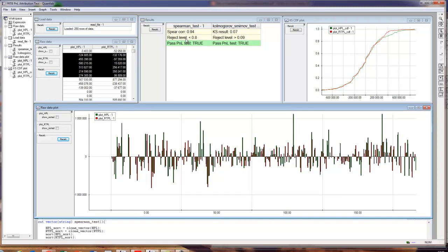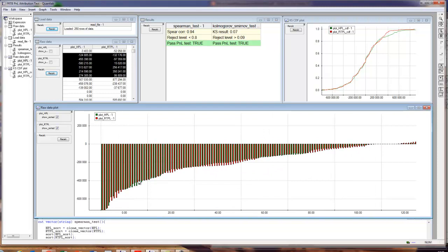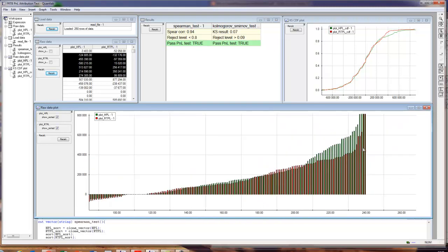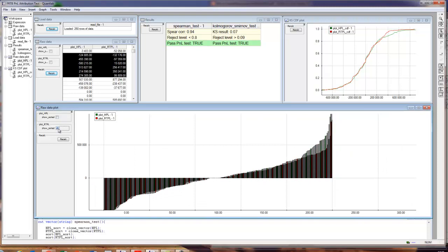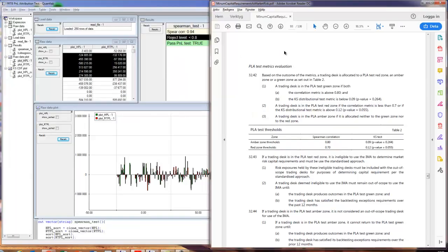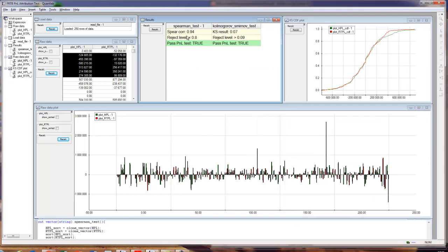So the first test we need to pass is the Spearman correlation test. And what is that then? Well, that's a regular correlation, but before we do the correlation between the two P&Ls, we need to sort them. So if we sort them from smallest to largest, side by side, like this, and then we just do a simple correlation between the sorted samples. So that would be the Spearman correlation test, the rank correlation. And we can see that we get a 0.94, and we would reject this at below 0.8 correlation. So we can check the documentation to see that everything above 0.8, then we're in the green. So that one's clear then.